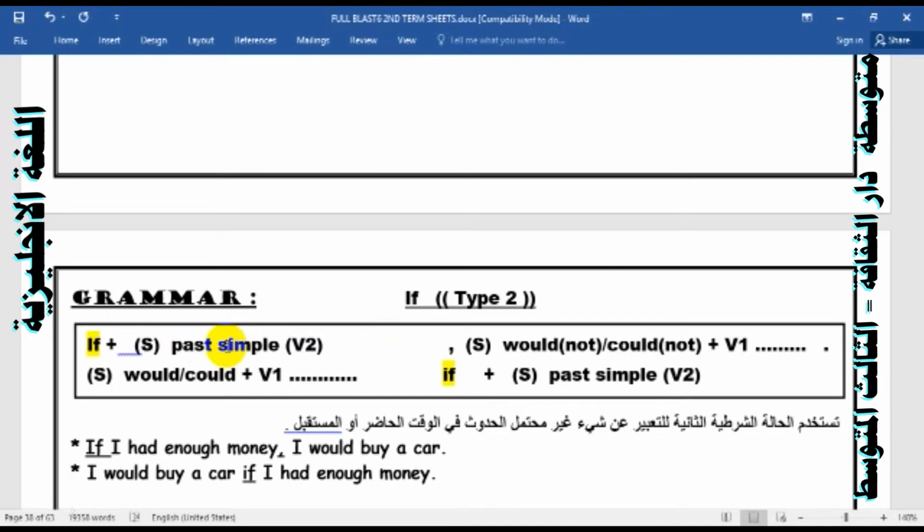There are two kinds of verbs. Regular verbs by adding d, ed or ied. For example, live, lived. Help, helped by adding ed. Study, here we must drop the letter y because there is a consonant before it. Study will be studied.